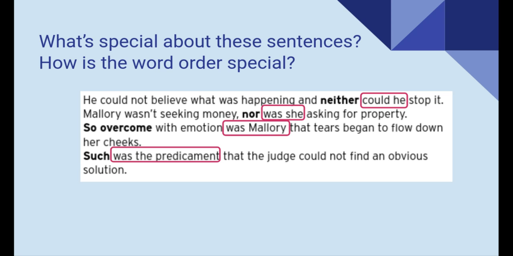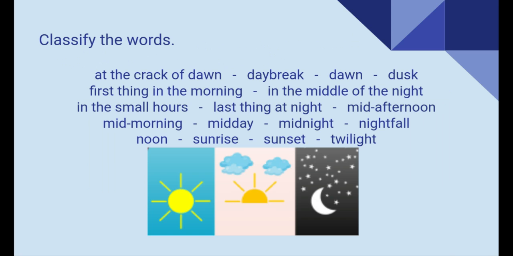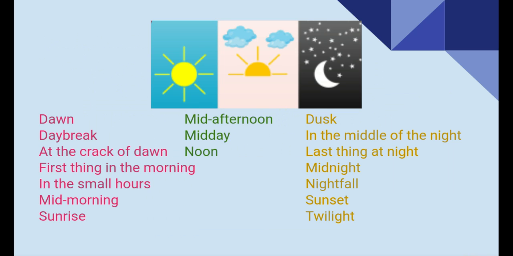Okay, great. Let's continue. Let's classify these words into morning, afternoon, and night words. Pause the video, please. Okay, let's check. So, the words that are related to the morning are dawn, daybreak, at the crack of dawn, first thing in the morning, in the small hours, mid-morning, and sunrise. Words for the afternoon: mid-afternoon, midday, and noon. Words for night: dusk, in the middle of the night, late at night, nightfall, midnight, sunset, and twilight.